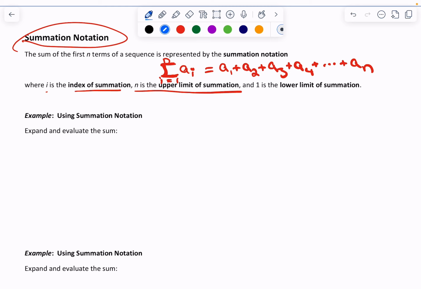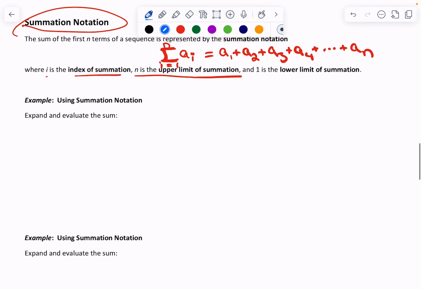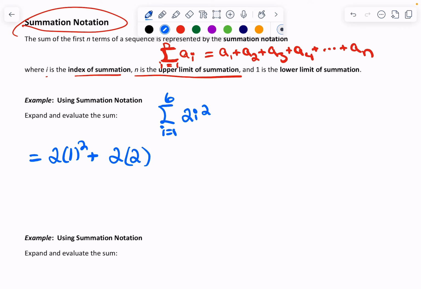Okay, next it's asking us to expand and evaluate the sum. Our sum for this one is i equals 1, so the lower limit is 1, our upper limit is 6, and it's 2i squared. So we're going to rewrite this. Our first term is going to be 2 times, we're subbing in 1 where the i is, 1 squared. And then we're adding the second term, which would be 2 times, well, our next term is going to be 2, so i is going to be 2.